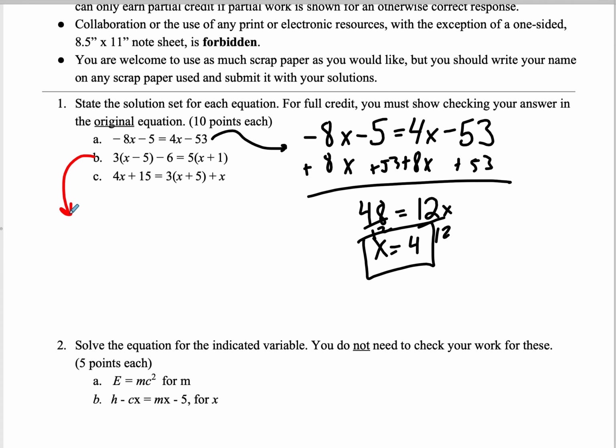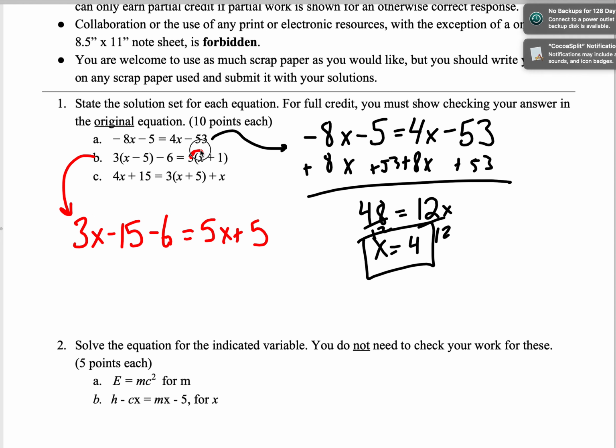And I'll talk about one little thing when we get to part C. So in part B, the big idea is you do need to do the distribution and the combination of like terms. I did want to add that element in there of also assessing your ability to distribute and combine like terms.